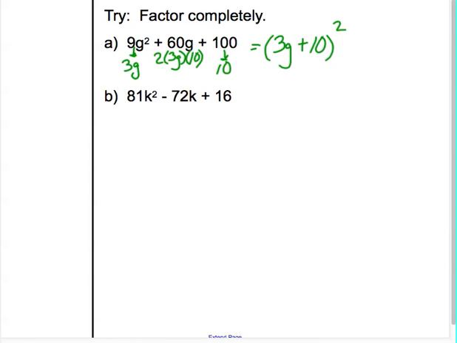In the second example, square root of this is 9k, square root of 16 is 4. So we double check our middle term, 2 times 9k times 4. This time I would multiply my 2 times 4 first to get 8. 8 times 9k is 72. So when I factor this, I get 9k minus 4 squared.